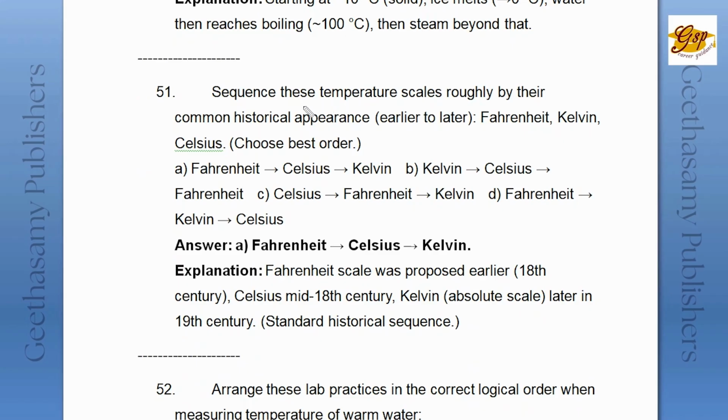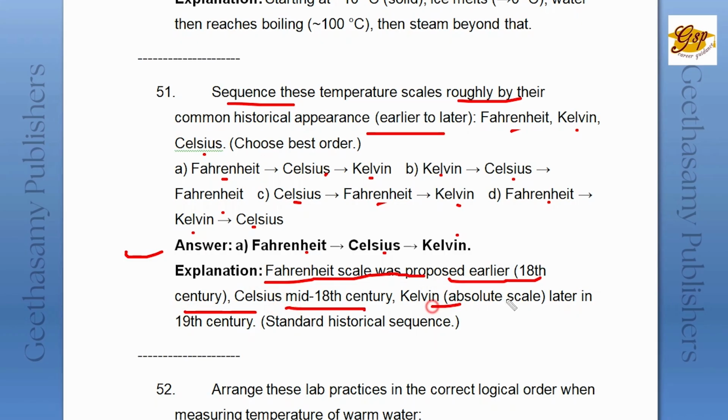And 51st question, sequence these temperature scales roughly by their common historical appearance, earlier to later: Fahrenheit, Kelvin, Celsius. The correct answer is Fahrenheit, Celsius, Kelvin. That is the order. The Fahrenheit scale was proposed earlier in the 18th century, and Celsius in the mid 18th century. The Kelvin absolute scale came in the 19th century. It's a standard historical sequence.